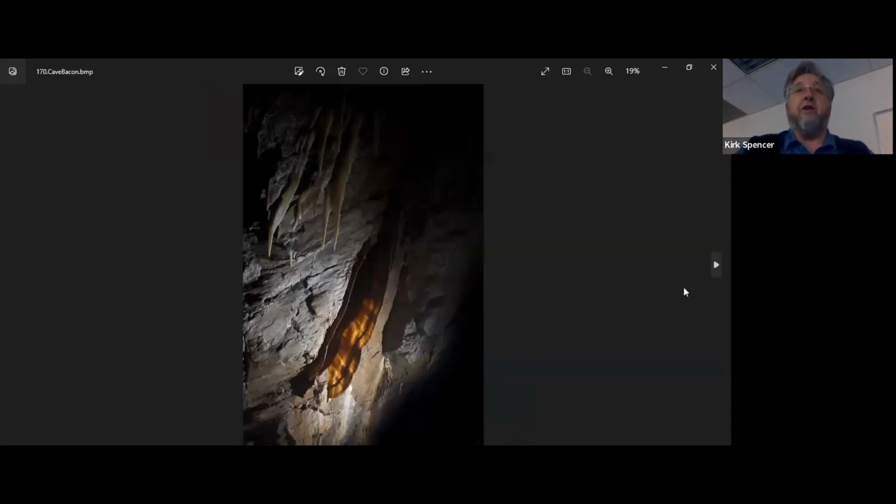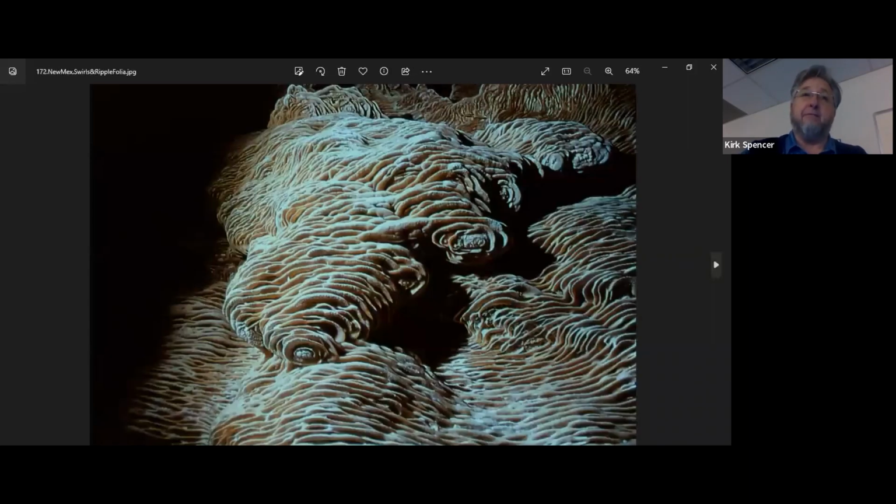If it's a fracture in the ceiling rather than a puncture or a hole, it'll create a curtain of minerals that forms. You put a light behind it, it looks like a piece of bacon, but it's not bacon, it just looks like bacon. If you're really hungry, you want to eat it.